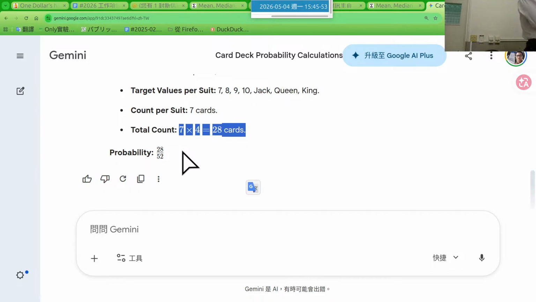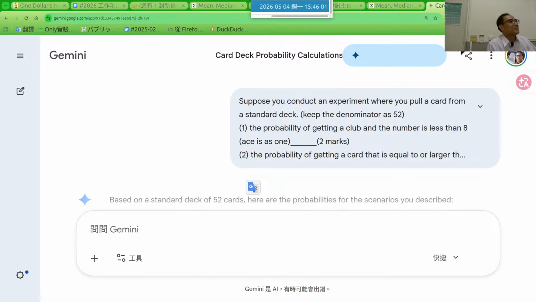I know you know how to use AI. I can use AI too, but it doesn't make any sense. Okay, next question. Okay, any question? Can I move to the next? Okay.